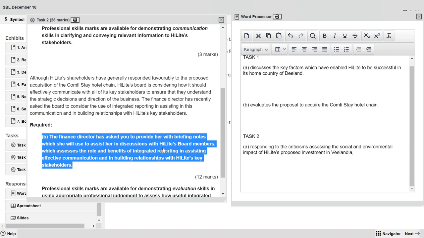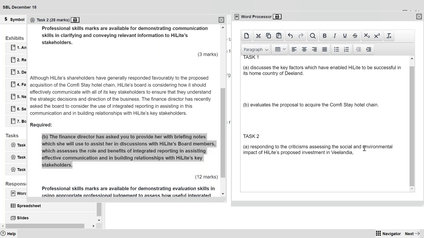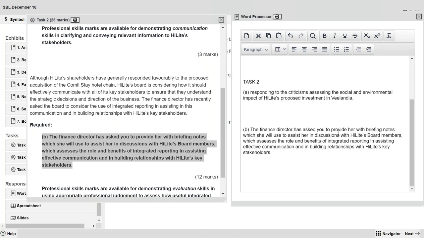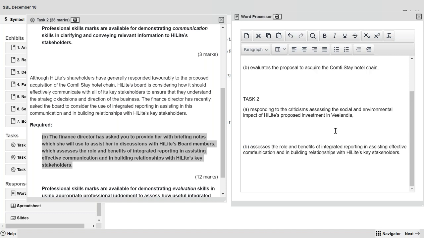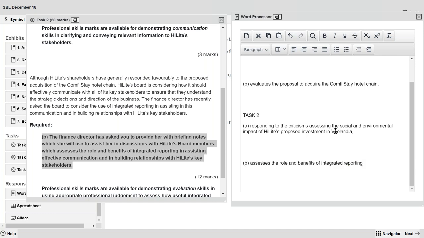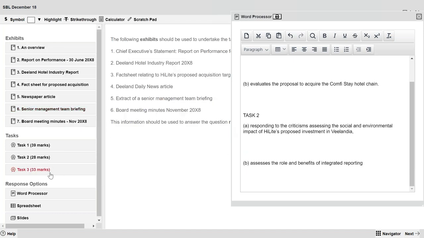And what's 2B? I just copy paste and I bring in the mouse here, enter, enter, enter. Again, I just remove the extra information. The finance director asks you to provide her with briefing notes, which she will use to assess in the discussions with Highlight Board, which assess the role and benefits of integrated reporting. So the topic is integrated reporting. Okay, and then you close this. And then task 3.